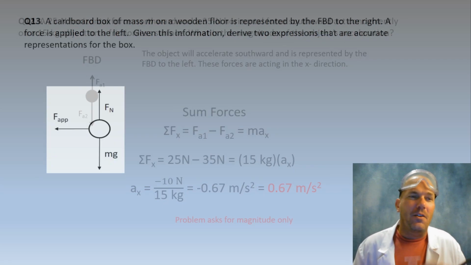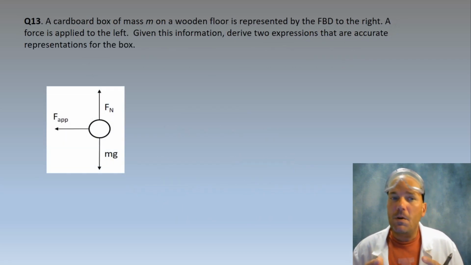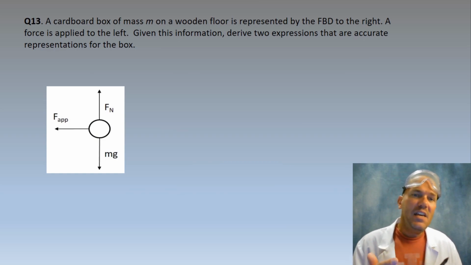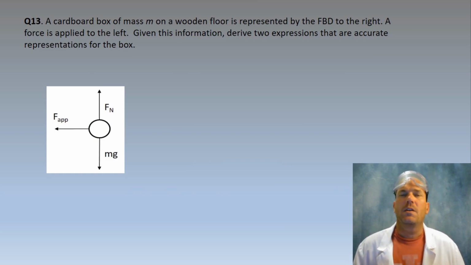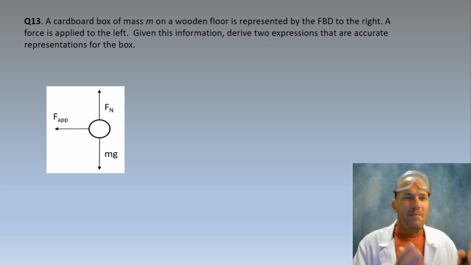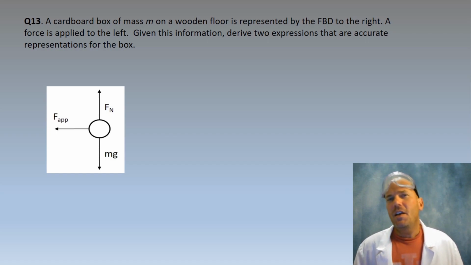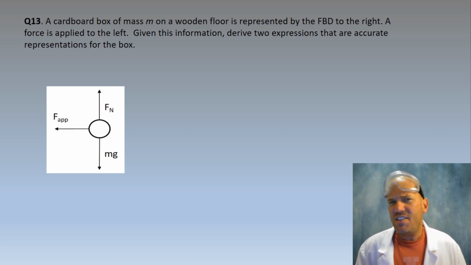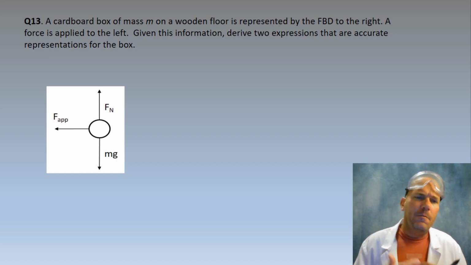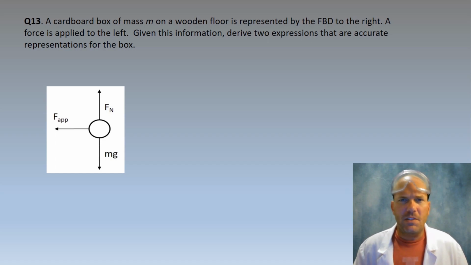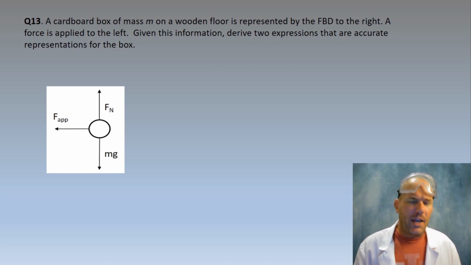Okay, now, question number 12. A cardboard box of mass m is on a wooden floor and is represented by this free body diagram. A force is applied to the left. Given this information, derive two expressions that are accurate representations for the box. If we translate, this problem is simply asking you to sum the forces vertically and horizontally. So let's go ahead and look at that.